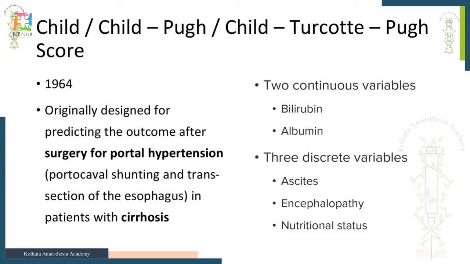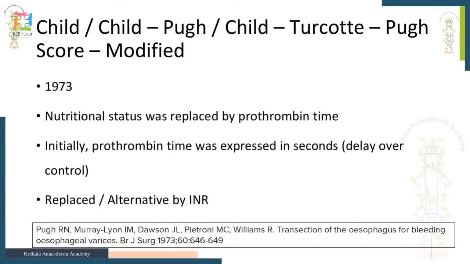Okay, so the Child-Pugh score came in 1964, and it was originally for surgery for portal hypertension in cirrhosis. They started off with 2 continuous variables, bilirubin and albumin, and 3 discrete variables: ascites, encephalopathy, and nutritional status. In 1973, it was modified, and nutritional status was removed. It was replaced by prothrombin time. Initially, it was the delay in prothrombin time. It was later replaced as an alternative by the INR.